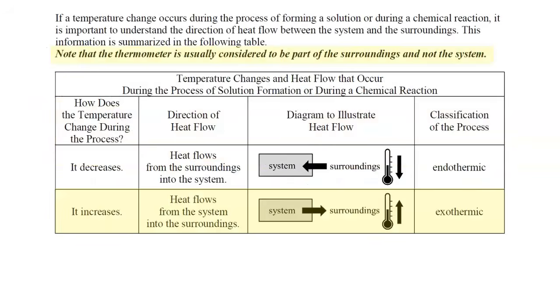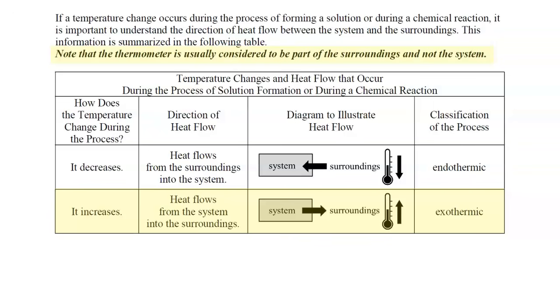On this next slide, you can see something that I had presented in my video for topics 6.1 to 6.5. And at the top, you can see highlighted that note that the thermometer is usually considered to be part of the surroundings and not the system when we are monitoring temperature changes and heat flow during the process of either solution formation, such as dissolving a solid in water, or during a chemical reaction that takes place in an aqueous environment. So on the far left, the column says, how does the temperature change during the process?